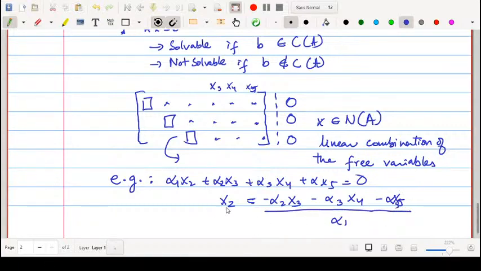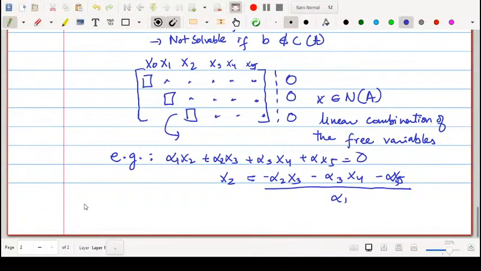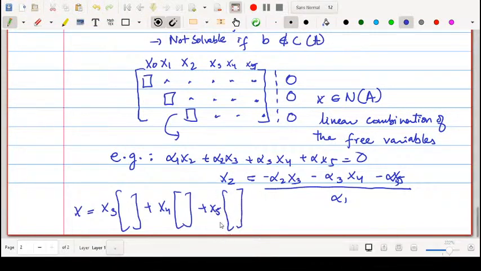So every variable, x0, x1, x2, can be written in terms of the free variables. I showed you how: you solve each of these equations in terms of the free variables, then separate them and write something like x3 times some vector plus x4 times some vector plus x5 times some vector. This is something I showed you in the last lecture, so if you're confused about how we got there, you can check out the previous lecture. Okay, but that's the idea.